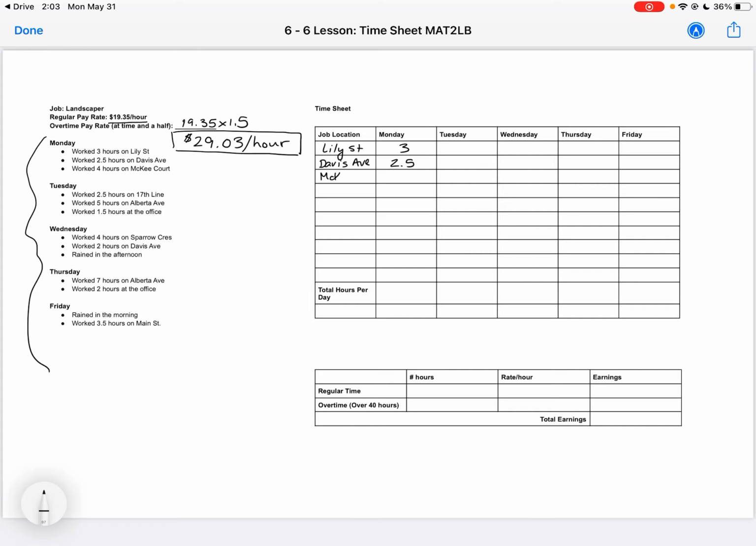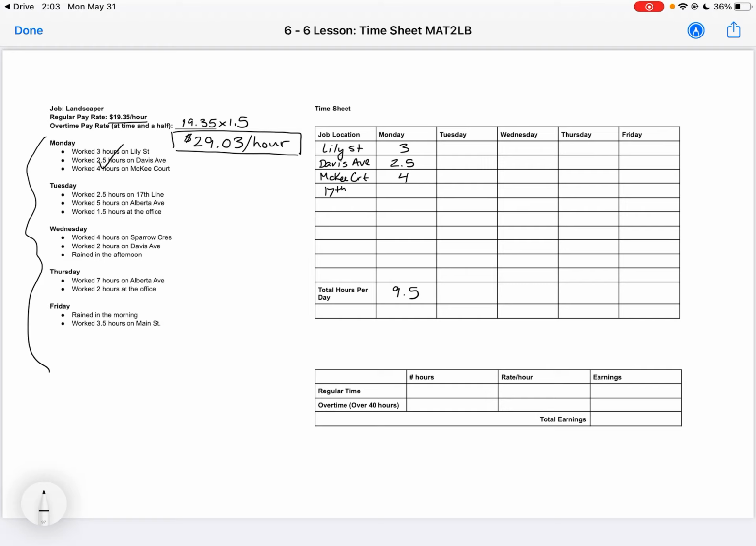The last thing I did Monday, I worked a little bit of overtime. I worked on McKee Court for 4 hours. And that gives me a total of 9.5 hours that day. So now I've done my Monday jobs. I'm going to move on to Tuesday.